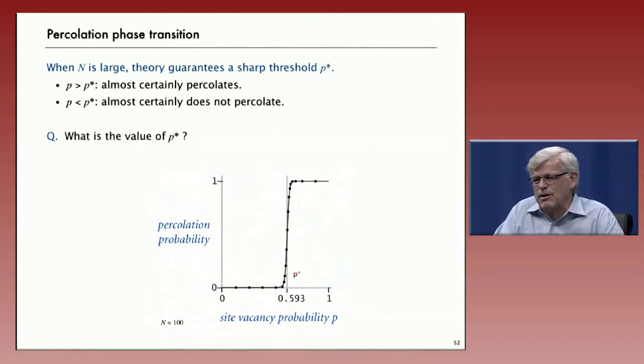And actually, the threshold between when it percolates and when it doesn't percolate is very sharp. There's a value as n gets large that if you're less than that value, it almost certainly will not percolate. If you're greater, it almost certainly will. The question is, what is that value?